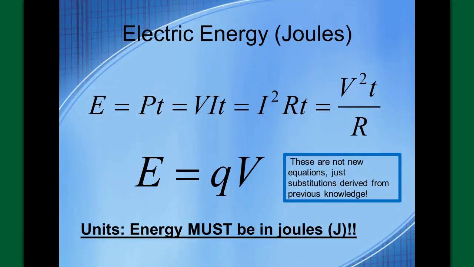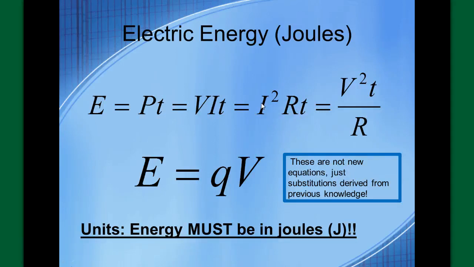Electrical energy now, as we get to the last part of the notes, is measured in joules just like any other form of energy, and you need to write down these two fairly long equations. These are not new equations, like it says. They're just substitutions derived from things that you already know, and if we really wanted to, we could take the time to substitute those. This electrical energy equation, this one here, is number 31 in your chart.